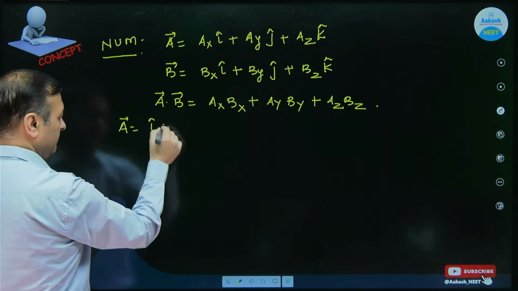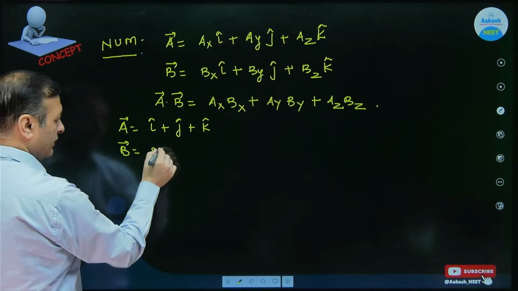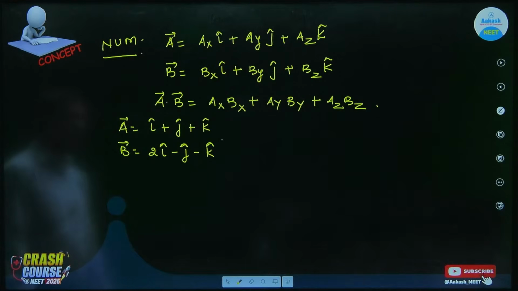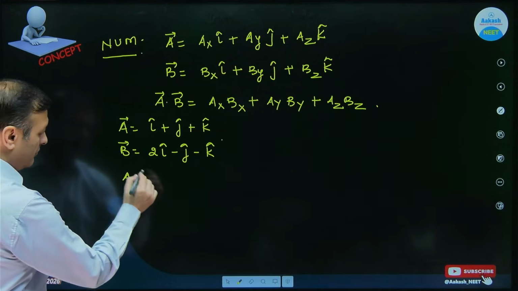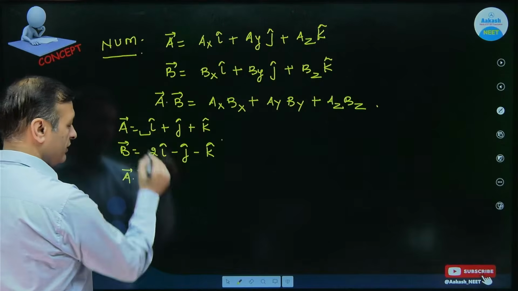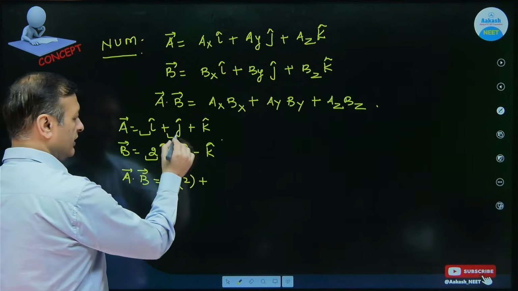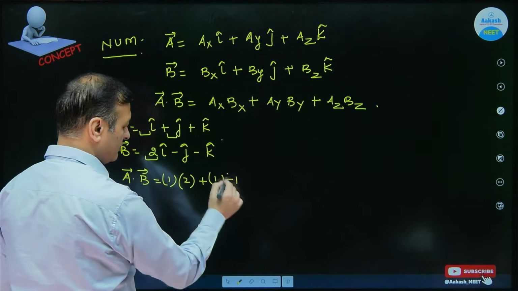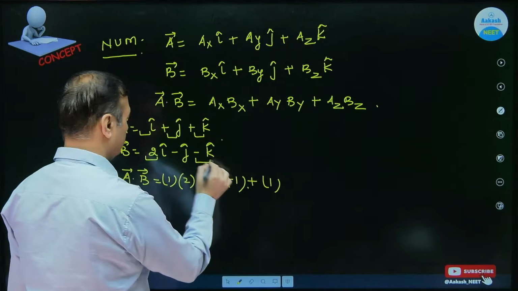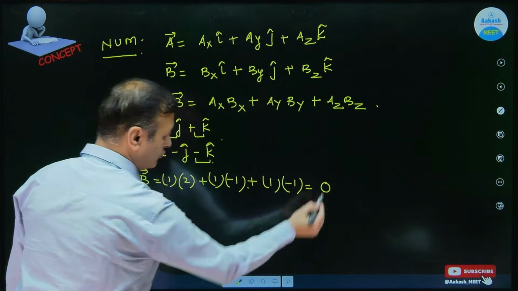So let's put it in one numerical form. If I say this is I plus J plus K, and vector B can be written as, so let's take this one as an example. So what is A dot B? When you define A dot B, what is Ax? Ax is 1. What is Bx? Bx is 2. Plus Ay is 1, By is minus 1, Az is 1 and Bz is minus 1. So 2 and minus 2 gives you 0.